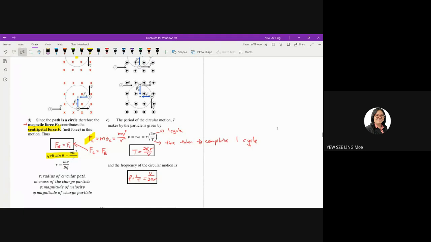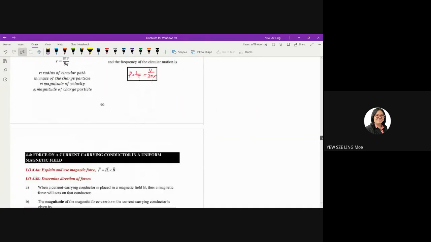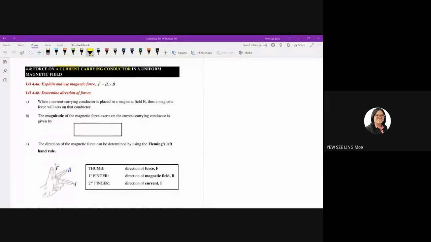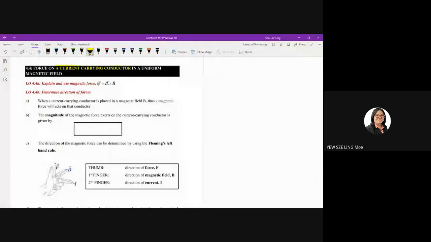All right, so let us move on to the next one. Force on the current carrying conductor in a uniform magnetic field. The crucial point in this subtopic is a current carrying conductor. You are looking at just one current carrying conductor. Why do I emphasize one? Because in the following subtopic, you are going to see what happens when you have more than one current carrying conductor. All right, so for one current carrying conductor, I want you to change the equation a little bit.